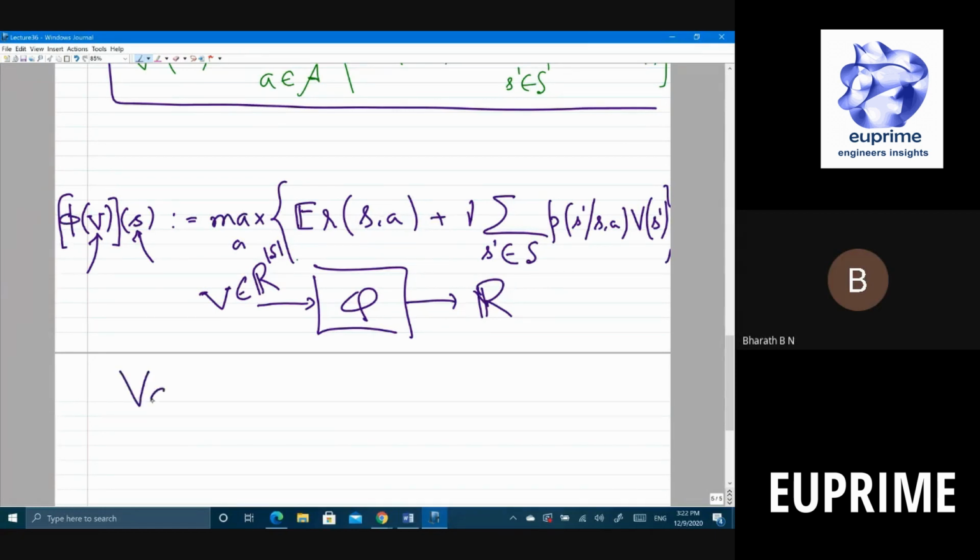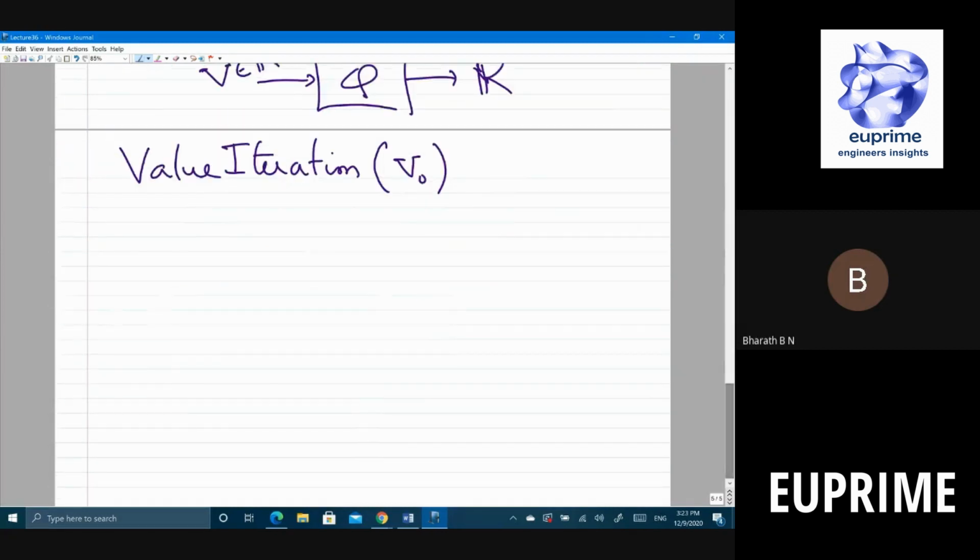We'll prove that this algorithm is good. This leads to an algorithm called value iteration. What does it take? It takes an initial value. I'll pick some initial vector in R power of dimension mod S, feed that as V0, and iterate. So I'll take V0 and substitute it to V.